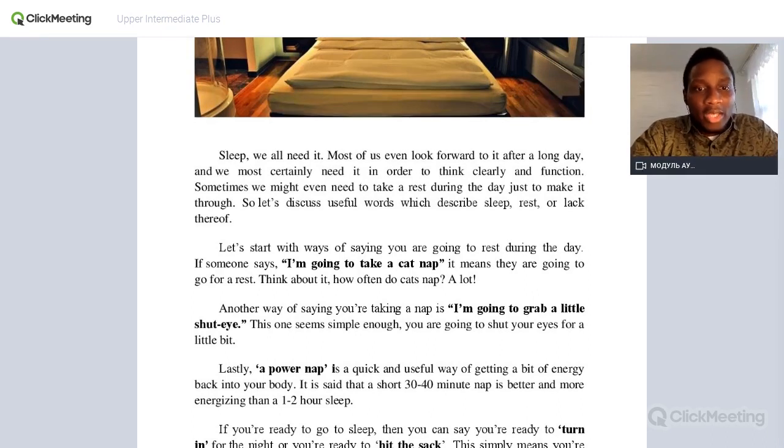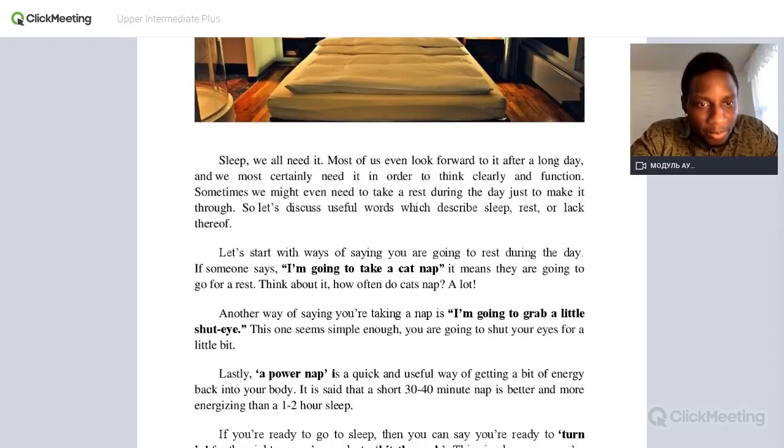Now, another way of saying you're taking a nap is I'm going to grab a little shut-eye. I want you to look at it. This is on page 4. Now, the first one is something you hear usually in movies, or when you're watching series, wherever you hear this, it's really common among native speakers. So they say, I'm going to take a cat nap. It means they are going to go for a rest.